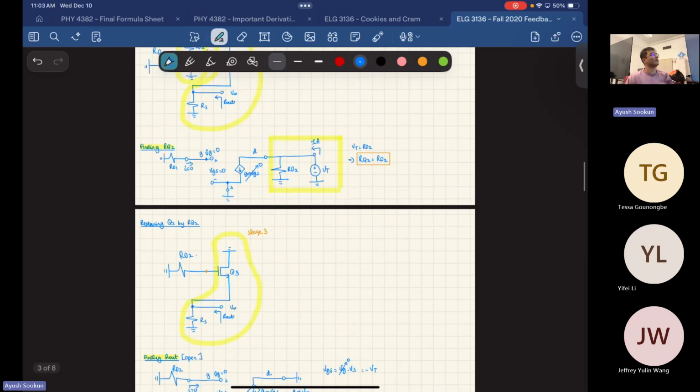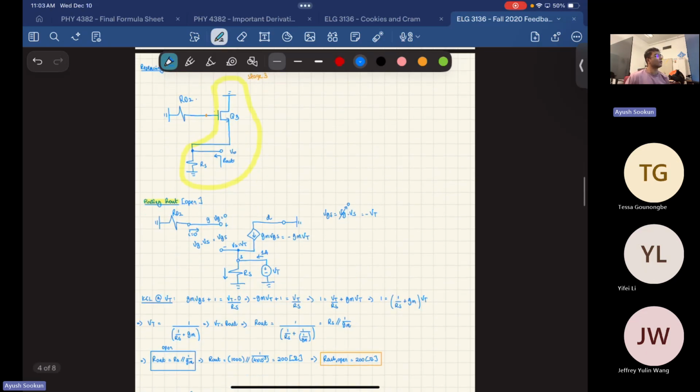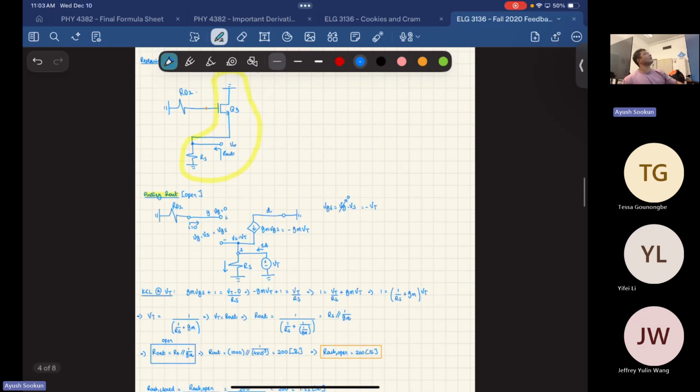There's no equation written here. And it's in stage 3. You have RD2 here. And now you're trying to find R out. So now you do a little bit of math. RD2 is connected to ground. This is the gate right here. The source is connected to VThevenin given 1 ampere current. And the drain is connected to ground.